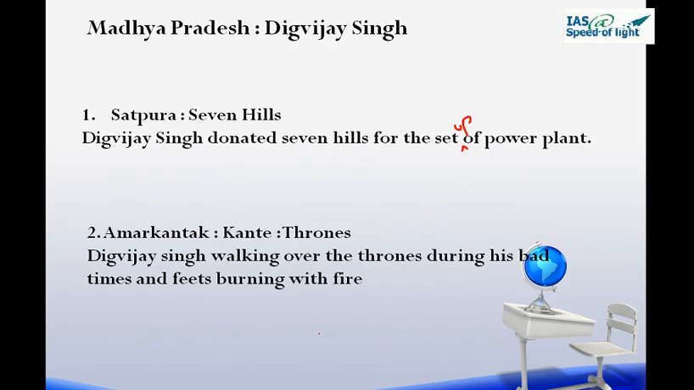Second is Amarkantak, and for Amarkantak our picture we have already made of Kate. Kantak becomes Kate, or thorns. So Digvijay Singh is walking over thorns during his bad times, with his feet burning with fire. We all know Digvijay Singh is facing so many problems in his career these days. To overcome that, Digvijay Singh is walking over a bed of thorns, and there was a fire also behind those thorns. So thorns becomes Kate, Kate becomes Kantak, that is Amarkantak, and we are relating Amarkantak with Digvijay Singh and fire.